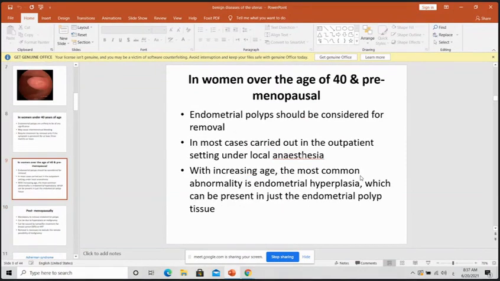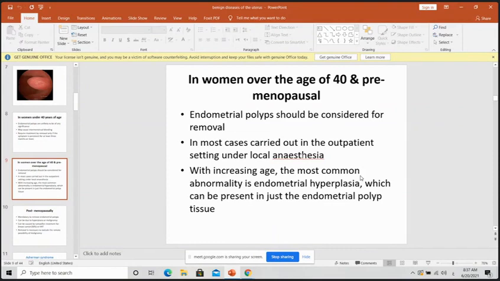For those women above the age of 40, but still premenopausal, below the age of 50, removal of the polyps should be considered. Why? Because the risk of hyperplasia increases with increasing maternal age.